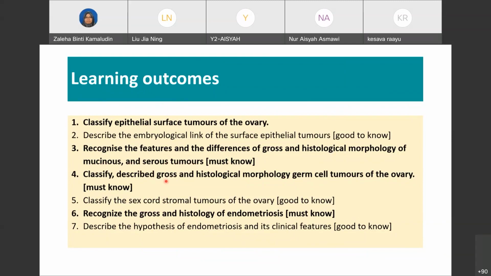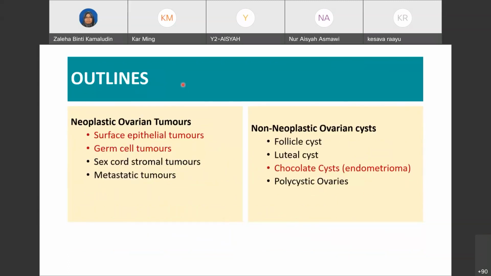And you need to describe also the gross as well as the histo of the germ cell tumor of the ovary, okay? Actually, the morphology of the germ cell tumor of the ovary is not much different in comparison with the germ cell tumor of the testis. And last but not least, you have to recognize the most common pathology encountered in a female, which is endometriosis. It's a non-tumor pathology. Okay, so this is the outline for today.